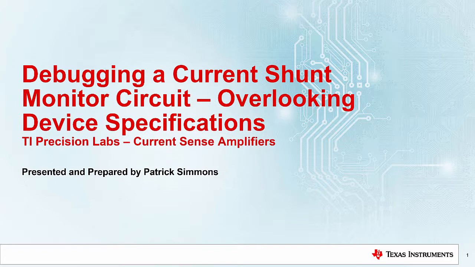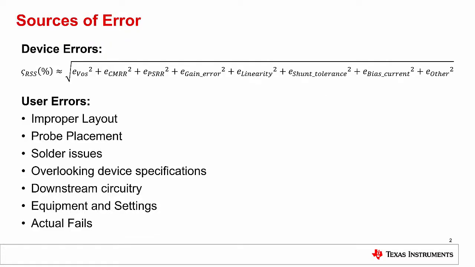In this video, we continue our discussion on debug, this time focusing on some of the errors resulting from overlooked specifications. Having in prior videos covered layout, probe placement, and solder issues, we will now focus on some errors that arise from overlooking certain device specifications.